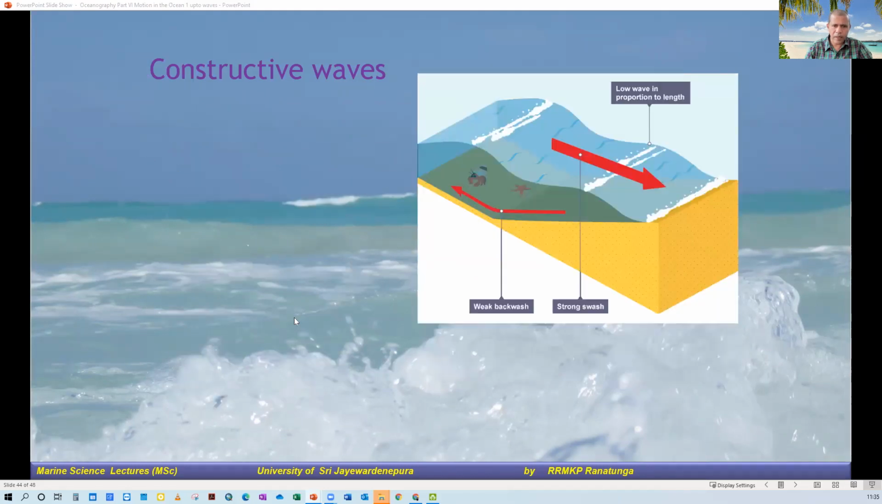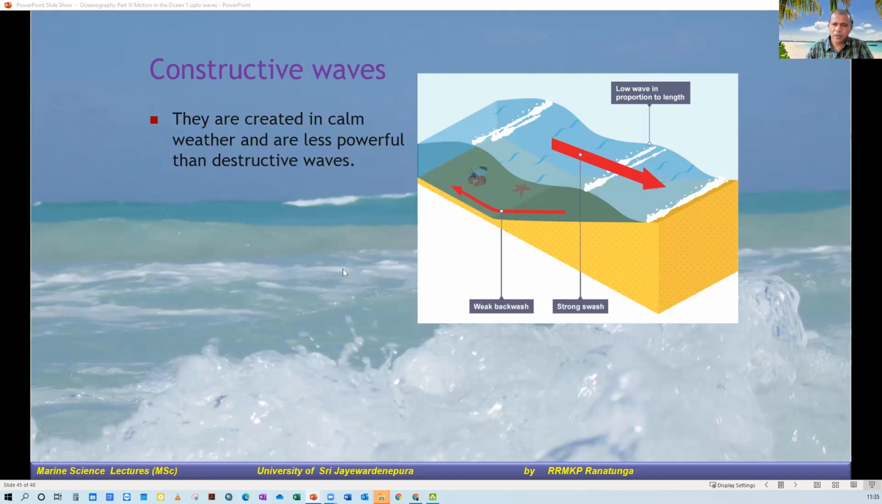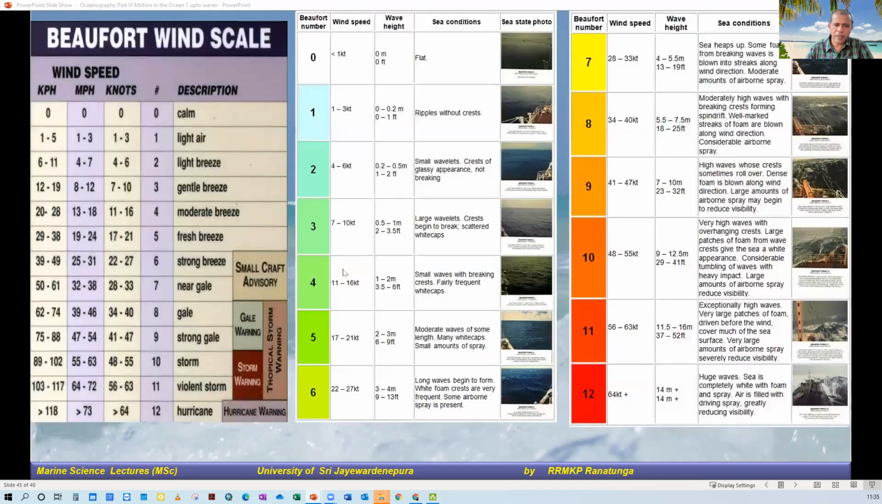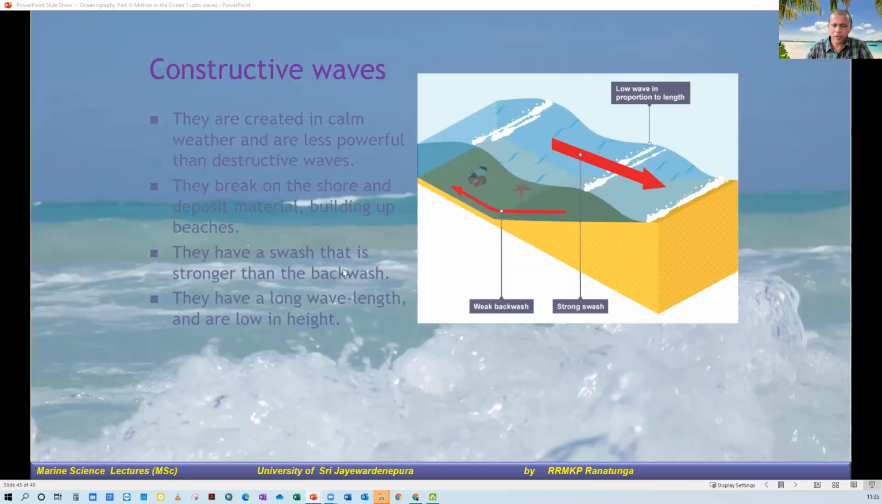And then on the other hand, it can be the other way around, a constructive wave. If the swash is stronger than the backwash, in that case you will have a different waveform, called a constructive waveform, right? So all these depend on the differences between the swash and the backwash. But again, all these depend on the shape of the bottom, right?